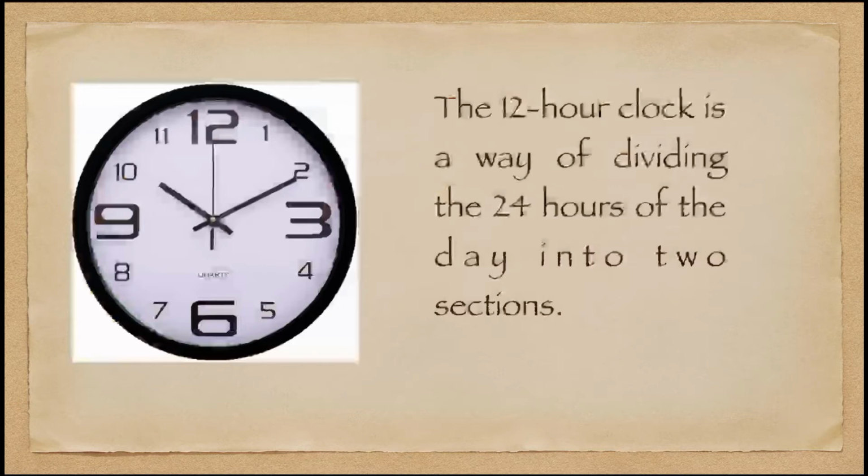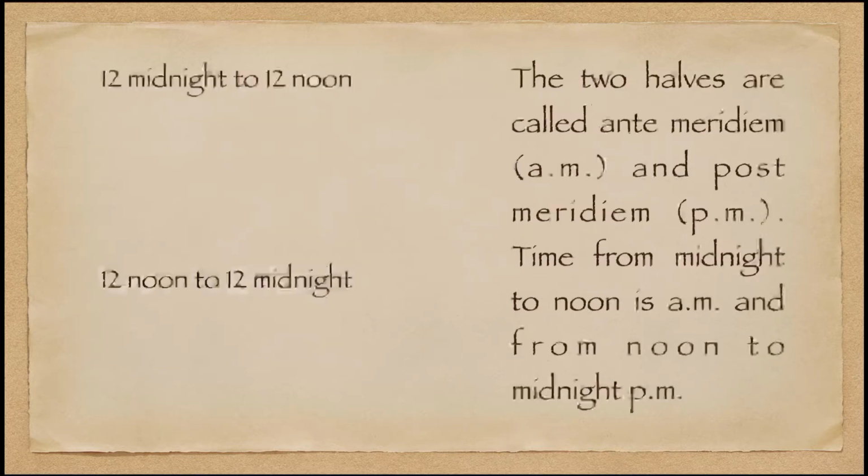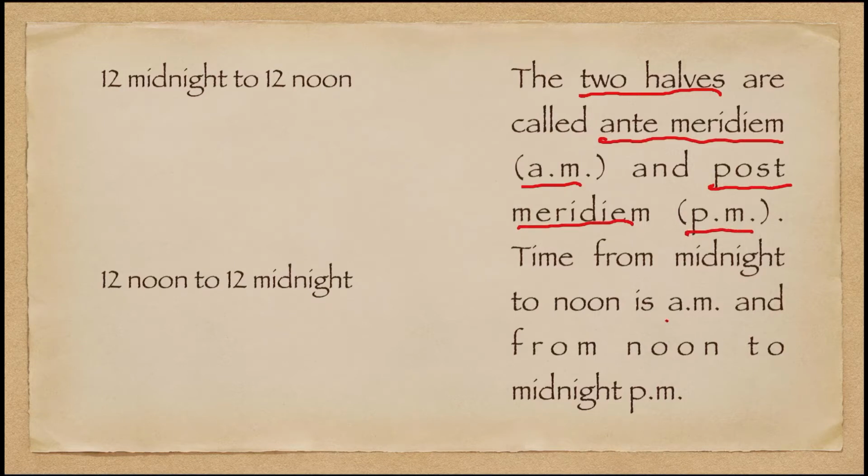We have all seen clocks like this. You must have seen them in schools, in your houses, and many other places. This clock is the 12-hour clock. The 12-hour clock is a way of dividing the 24 hours of the day into two sections. The two halves are called ante-meridiem or the AM and post-meridiem or the PM.